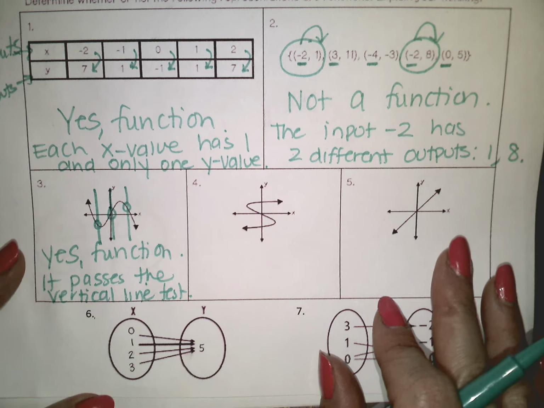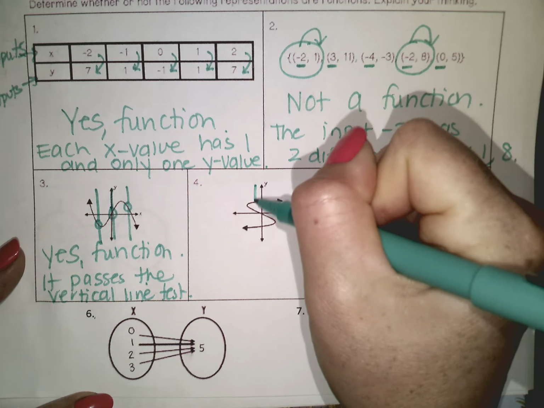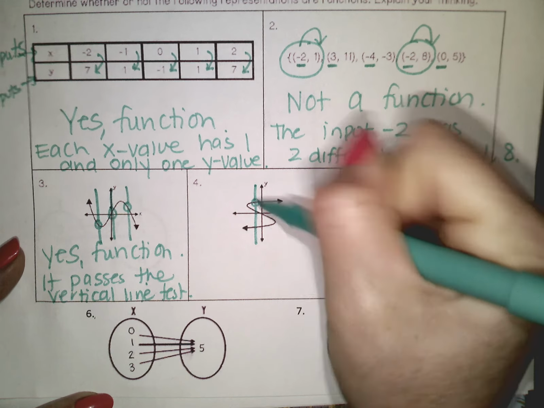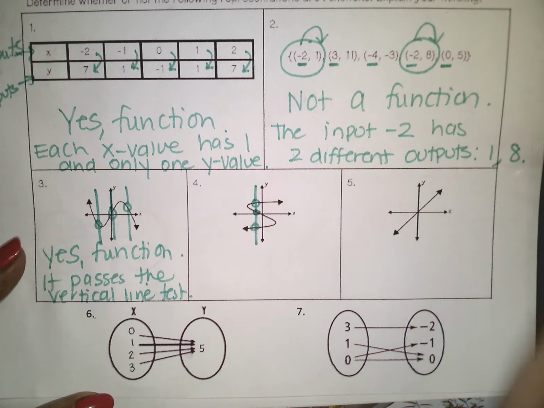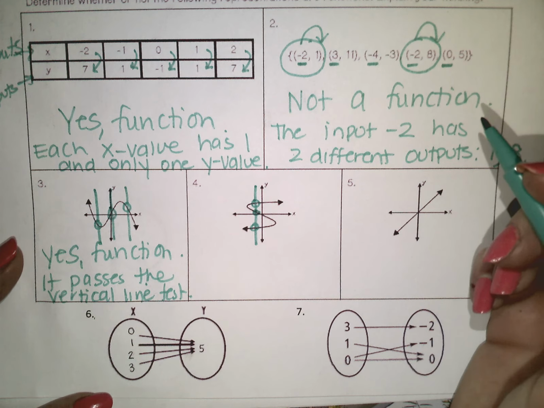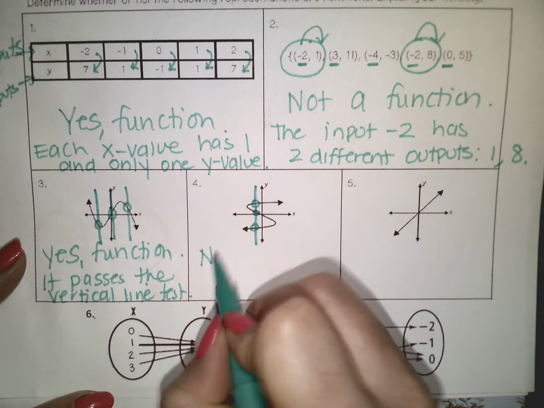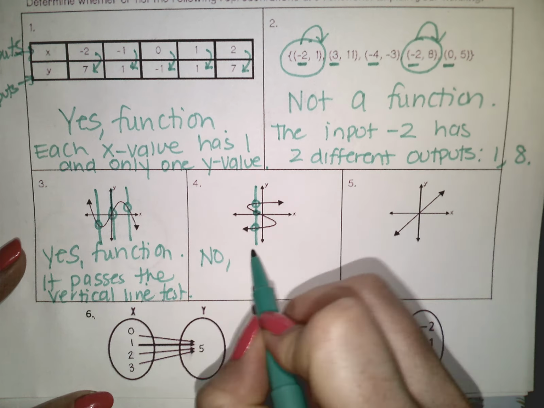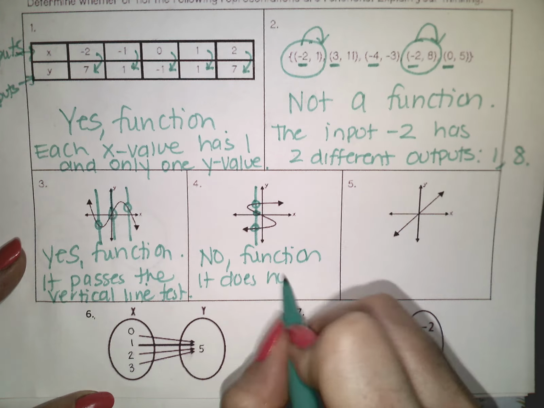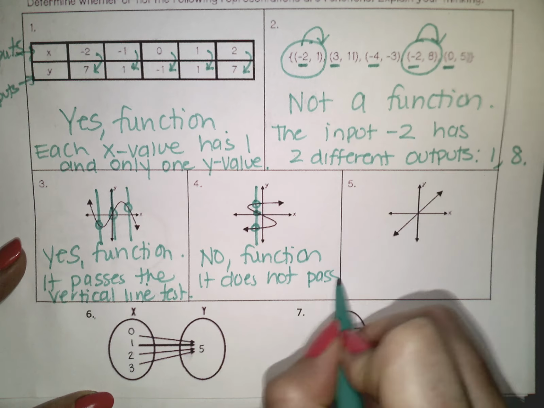Okay? Graph 4. I'm going to draw a vertical line, and look at how many times this hits the graph. This hits the graph 3 different times. So no, this is not a function. It does not pass the vertical line test.